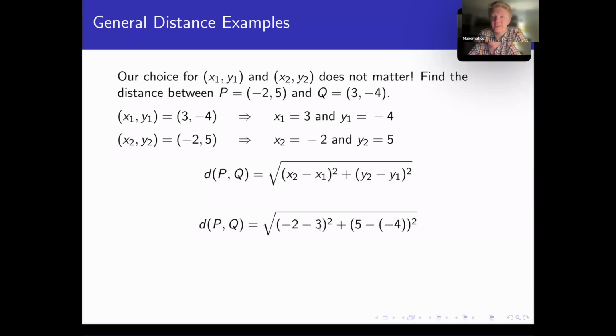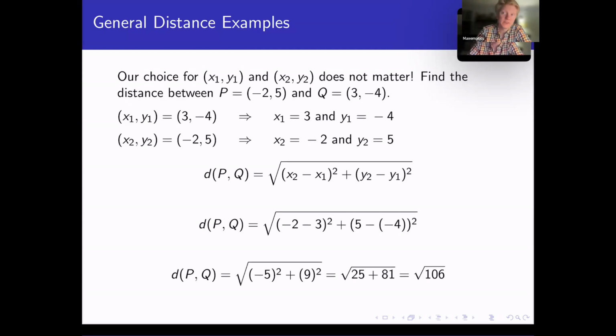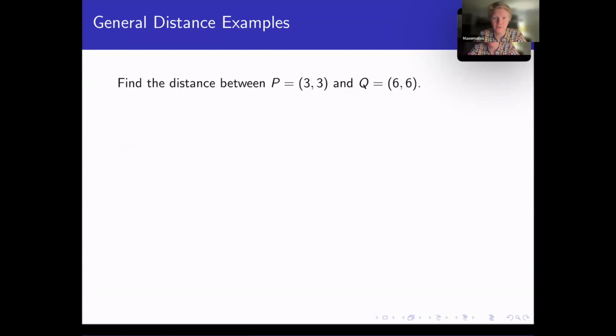-2 minus 3 is -5. 5 minus -4 is +9. -5 squared is 25. 9 squared is 81. Oh, and look at that. We're right back to where we got. So you're most likely going to use the first point to be x1, y1, and the second point to be x2, y2. But if you're ever feeling a little funky, you're more than welcome to change it up.